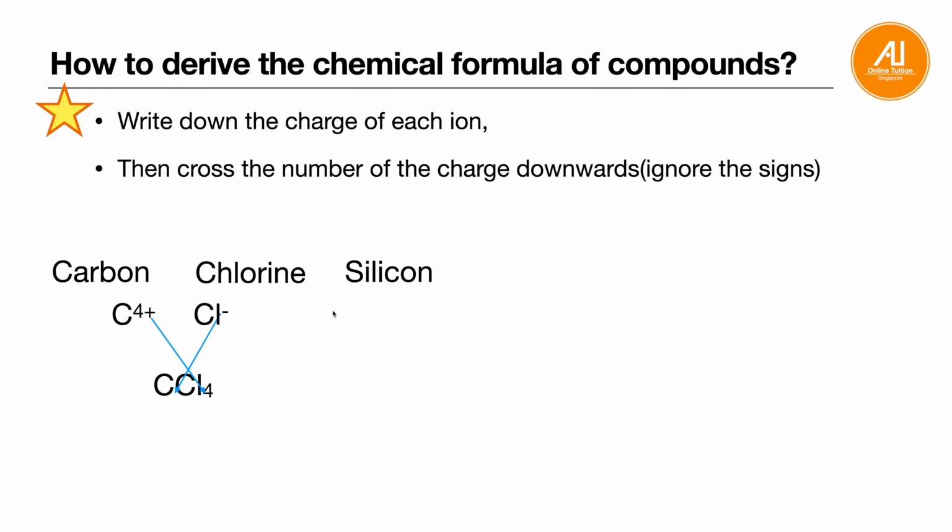Okay, another one, silicon and oxygen. Silicon, if you look at our periodic table, will be 4+, oxygen 2-. When you put them together, it will be SiO, but when you cross down the numbers, it will be 2 and 4. But if they are even numbers, you can reduce them, so you get SiO2.